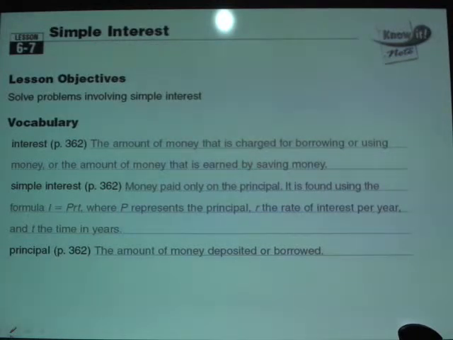Principal, again, that's the amount of money deposited or borrowed. That's the initial amount of the loan, depending on your scenario.